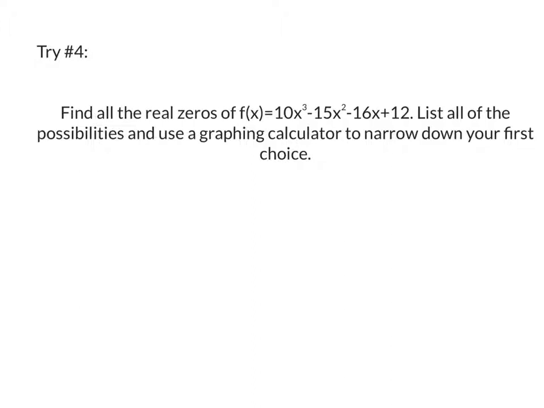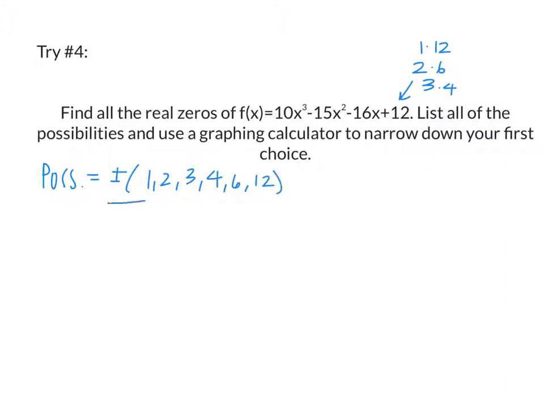So our possibilities, remember, are the factors of the last term. The factors of 12 are 1 and 12, 2 and 6, and then 3 and 4, right? So this is really plus or minus, in order, 1, 2, 3, 4, 6, and 12. Man, that's a lot. Over the numerator, the factors of 10 are 1 and 10 and 2 and 5. So that's still 1, 2, 5, and 10.